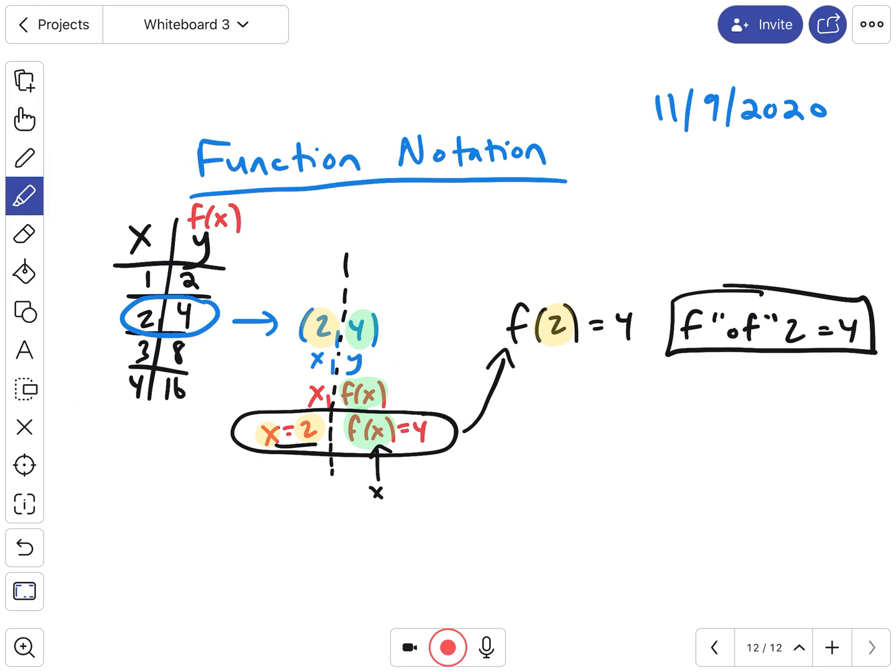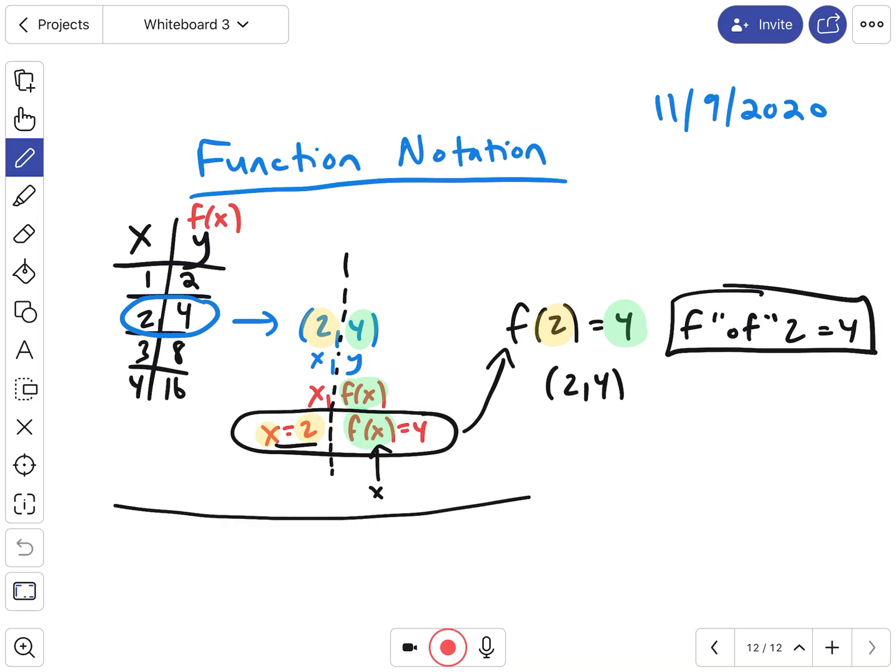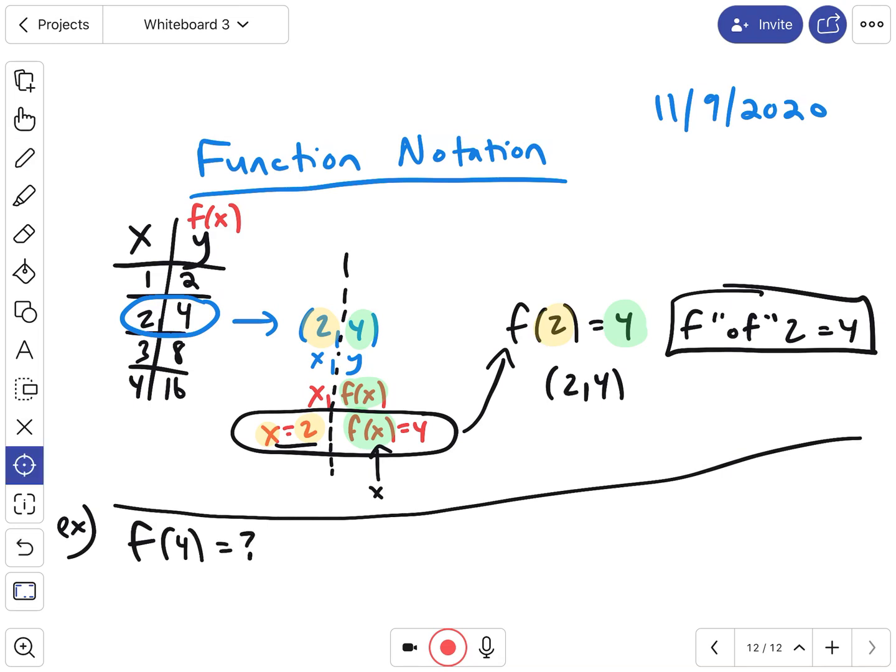So here's 4, and we could look at this and say this is the point 2, 4. If you were asked a question like, what is f of 4? You would say, this is the x coordinate, so what is the y coordinate when x is 4? You'd look on your table and say that's 16. So you'd say f of 4 equals 16. You're basically listing the order of the x and the y right there.